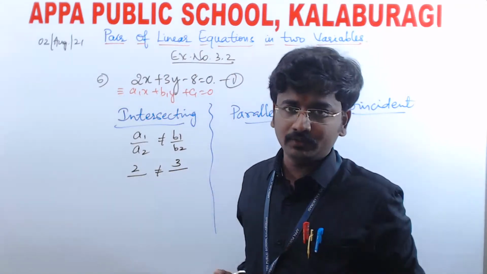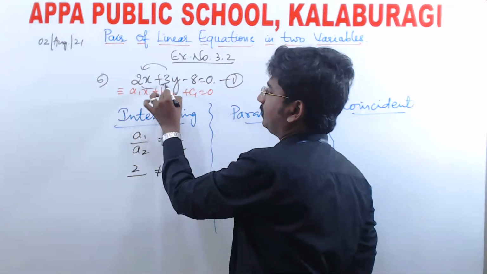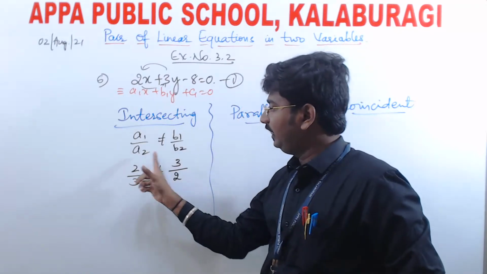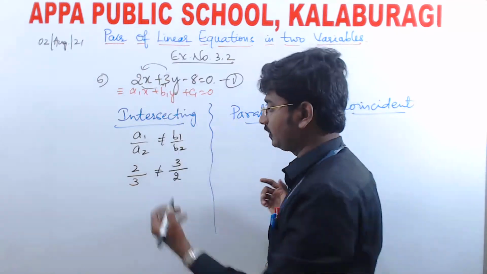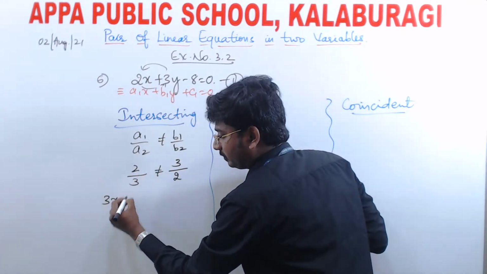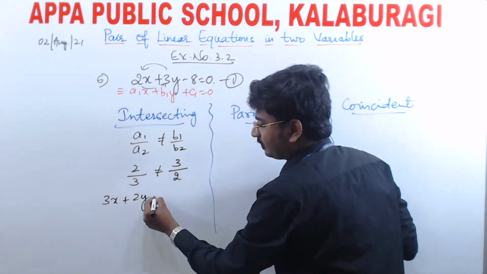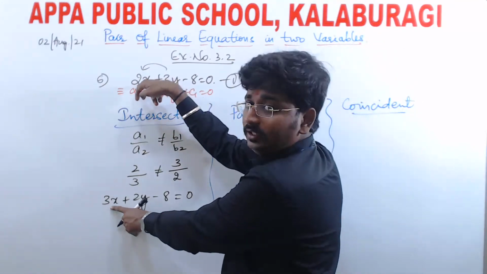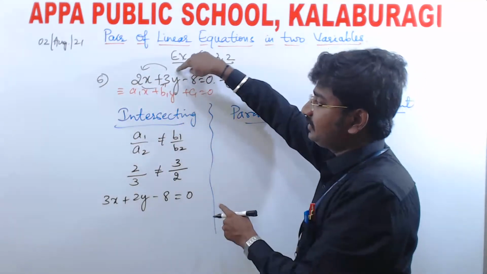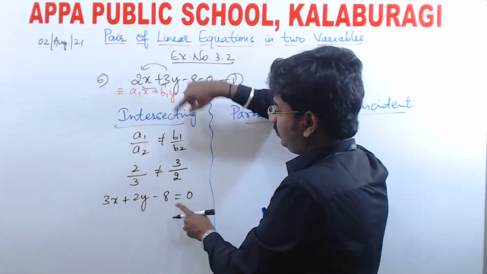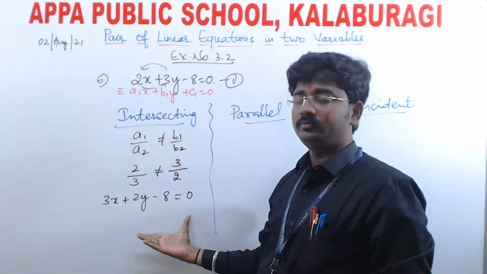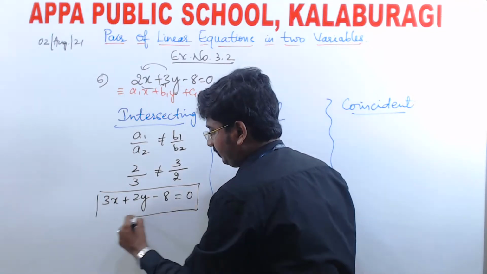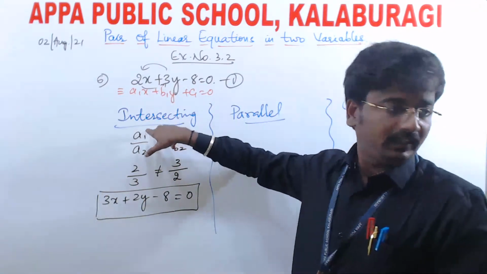If you want to take any numbers, what I do, I will simply reverse these numbers, meaning these coefficients. Here I will take 3, here I will take 2. What is this 3 and 2? A2, B2, that is of the second linear equation. So that example I will give as 3x plus 2y, and I can keep this minus 8 as usual. So now check, A1 is 2, A2 is 3, 2 by 3. B1 is 3, B2 is 2, 3 by 2. Are they equal to each other? No. That's it. So this is your second equation, where we satisfy the intersecting condition.